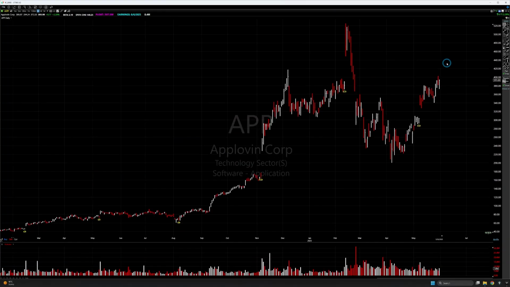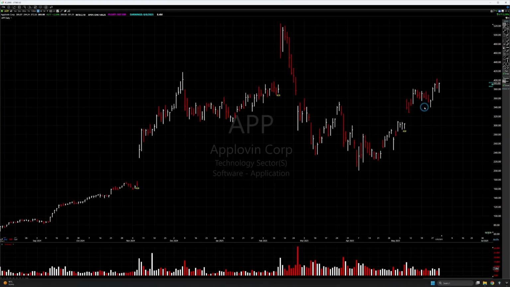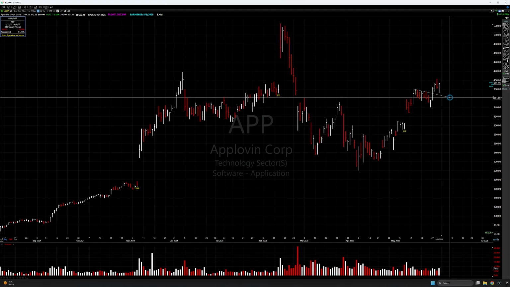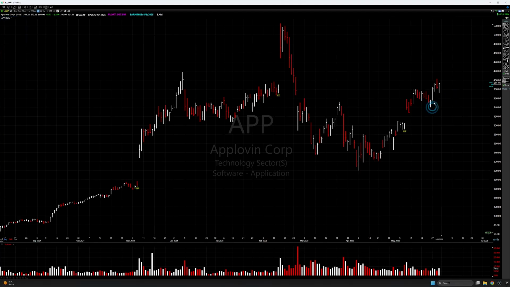We also have AppLovin. Now, AppLovin, the reason why I like it, that was the buy point right here with stop right here. If you missed it, nobody to blame you. We have this reversal and then a strong move back on Friday. So you can just use this candle as your risk parameter.